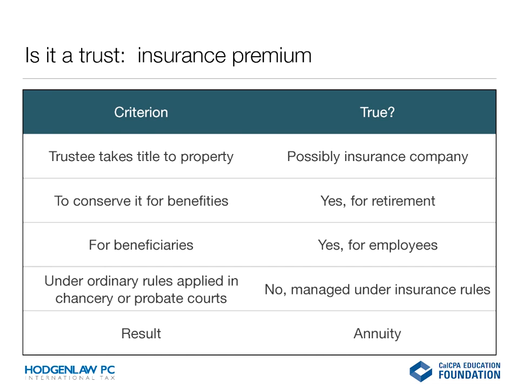Is it under ordinary rules applied in chancery or probate courts? The answer is no. It's managed under insurance companies' rules, and they're somewhat different from the trustees'. The result is it's probably an annuity, variable or fixed or traditional, though depending on what the insurance company is selling, you might end up with an investment account rather.